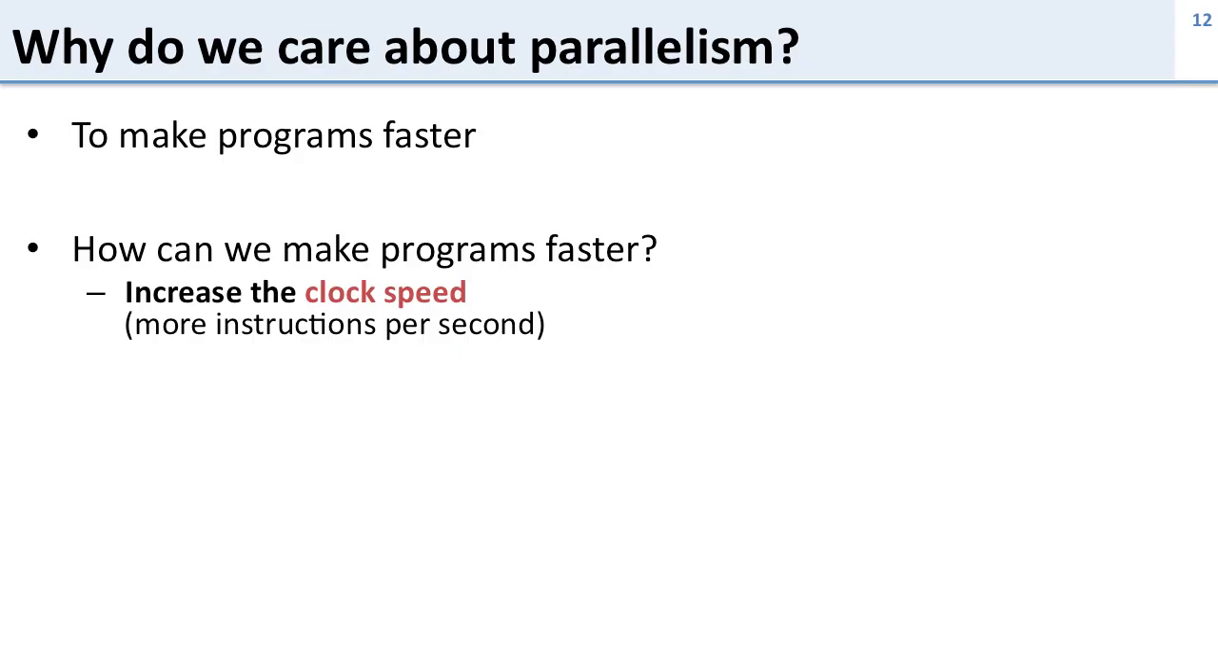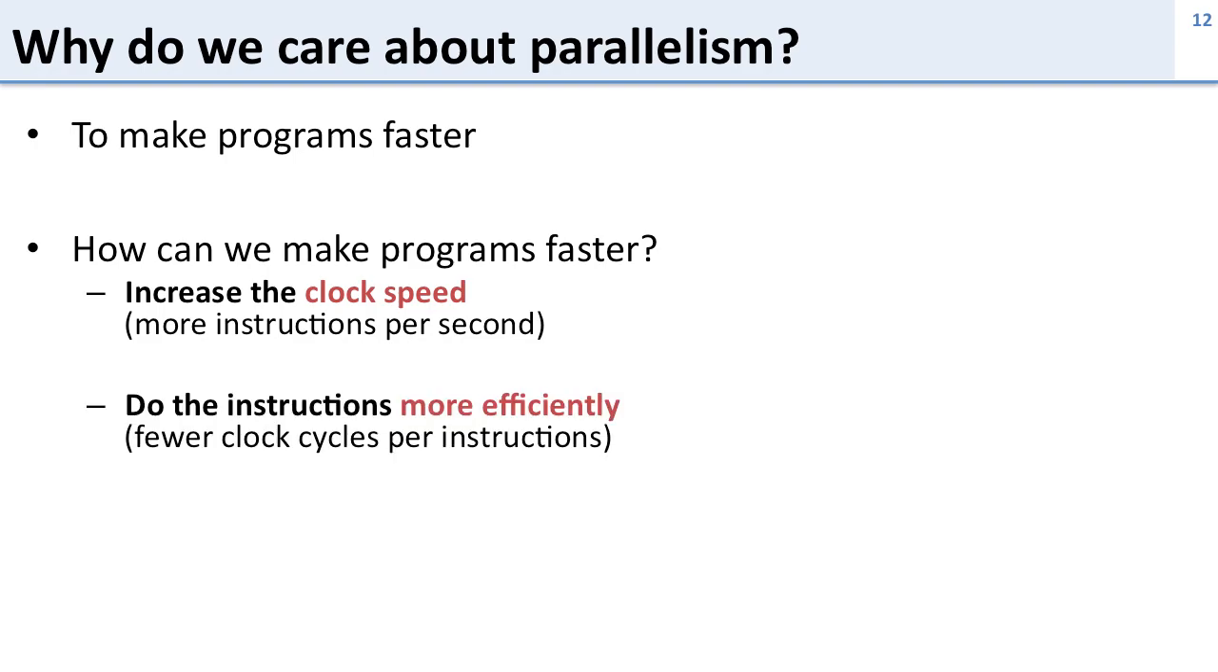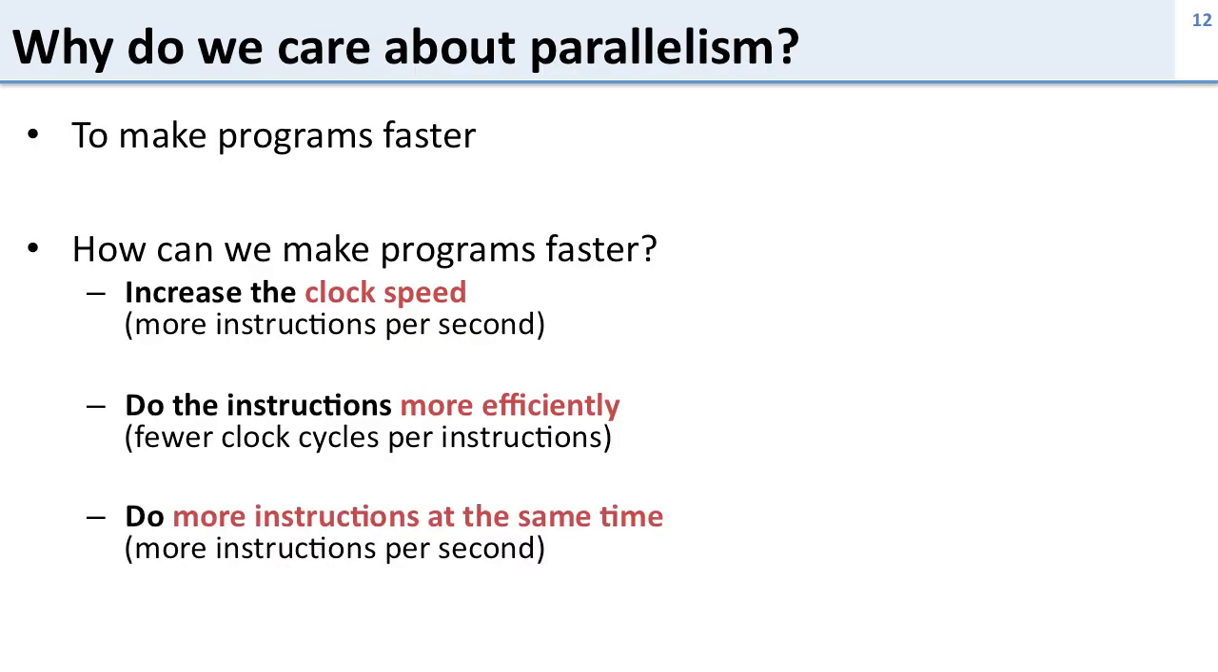We can increase the clock speed. This means we do more instructions per second. If we run at 2 gigahertz instead of 1 gigahertz, we can potentially do twice as many instructions per second and run twice as fast. We can do the instructions more efficiently, that is, spend fewer clock cycles per instruction. This is the difference between the serial multiplier, where we needed 32 cycles to do a 32-bit multiplication, and the parallel multiplier, which only needed 1 cycle.